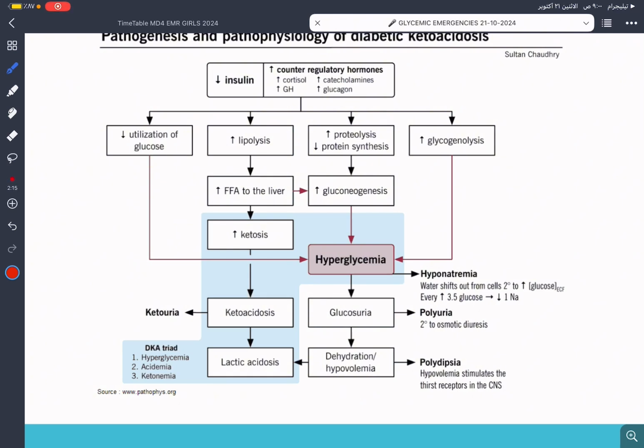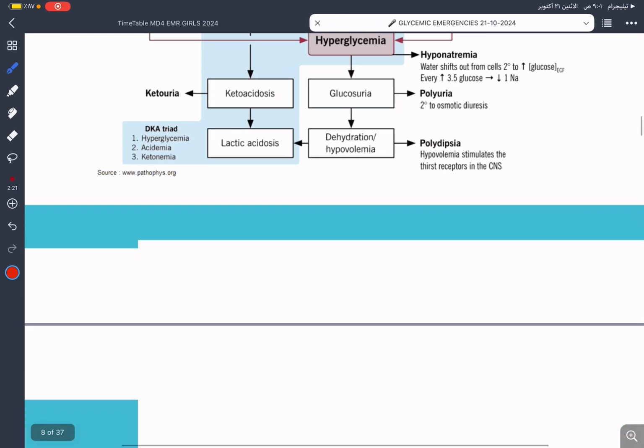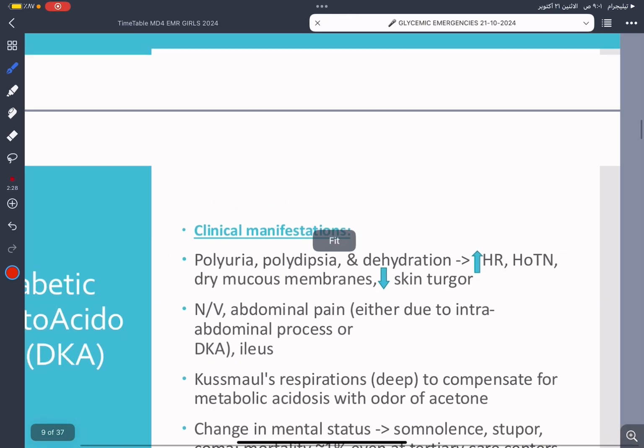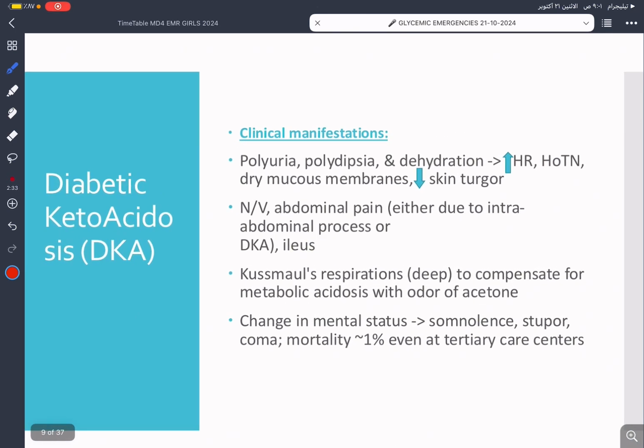Polyphagia? Based on the symptoms and the mechanism, the patient will have hyperglycemia, increased water intake, and increased urine output because of the glucosuria. That will lead to dehydration. What are the signs of dehydration? Increased heart rate, dry mucous membranes, tachycardia, hypotension.